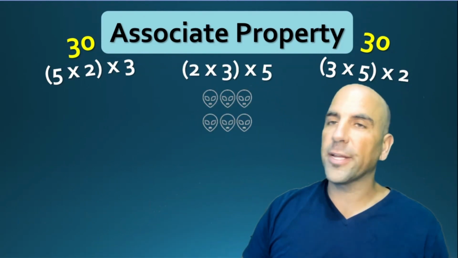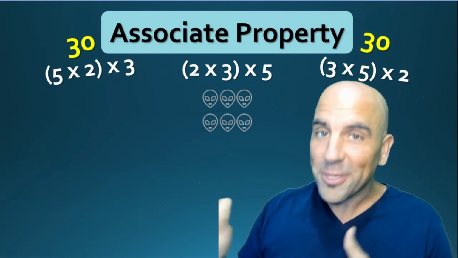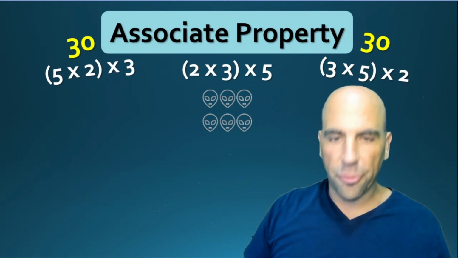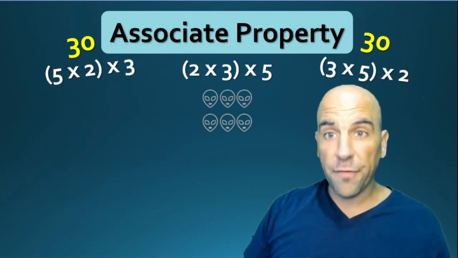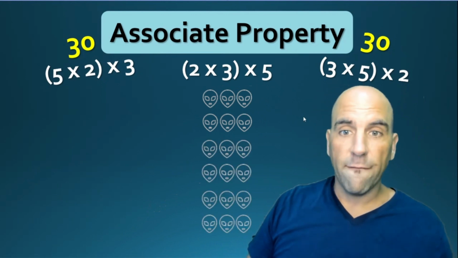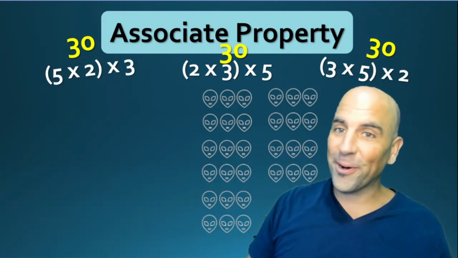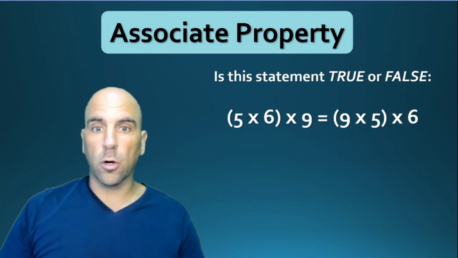Okay, just for fun, let's group them a final way. 2 times 3 times 5, and 2 times 3 is in the parentheses. So there you got 2 groups of 3 aliens, and we need 5. 2, 3, 4, 5, and guess what? 30 once more.